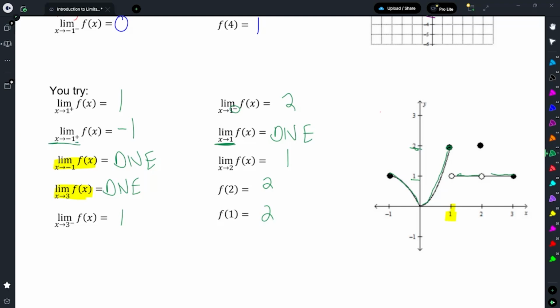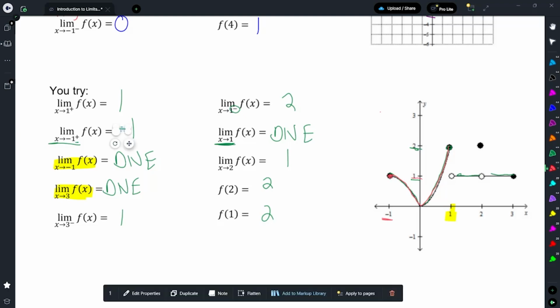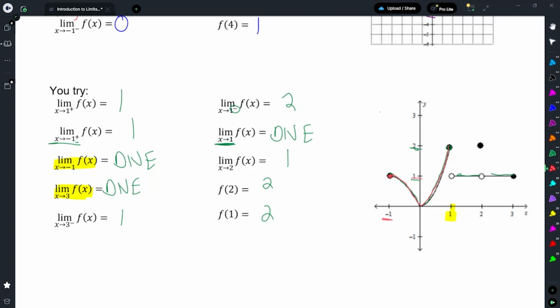Then here, the limit as x approaches -1 from the positive side, here's x equals -1, and as I approach that from the positive side, the y value gets closer and closer to 1. Should be 1. Now, the one right below it, the limit as x approaches -1 of f of x overall, there is no left side of the graph here to approach. So the limit does not exist because there's no left side limit there.